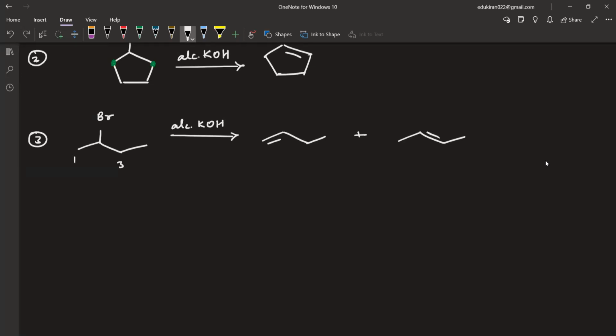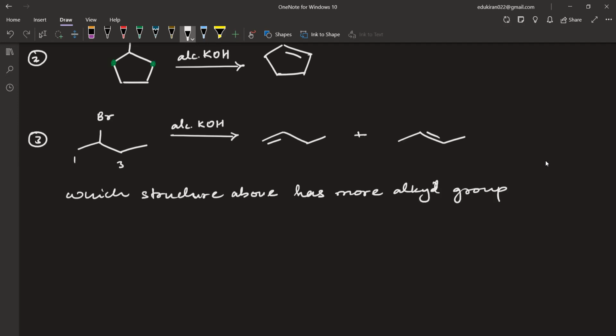Okay. Now tell me, which structure above has more alkyl groups around C double bond C? What do you think? Where are more groups attached around the C double bond C, in the first structure or second structure?